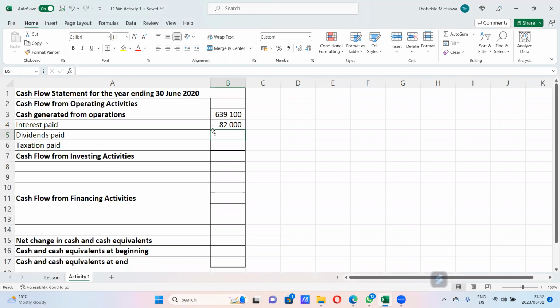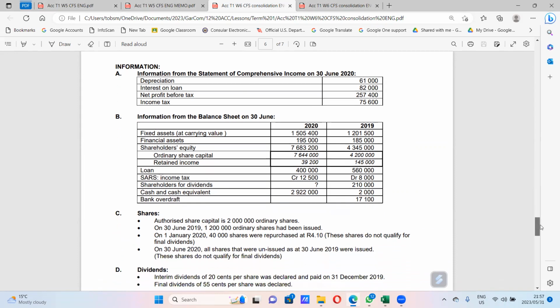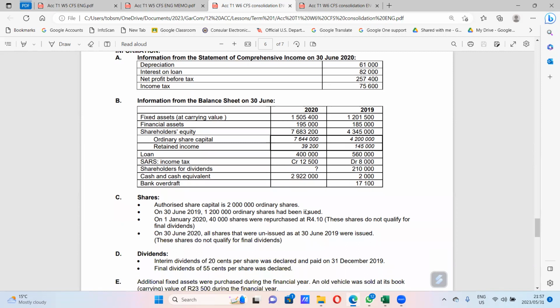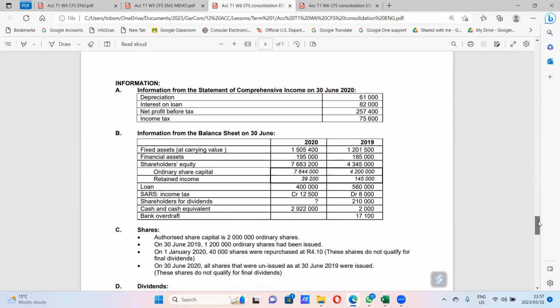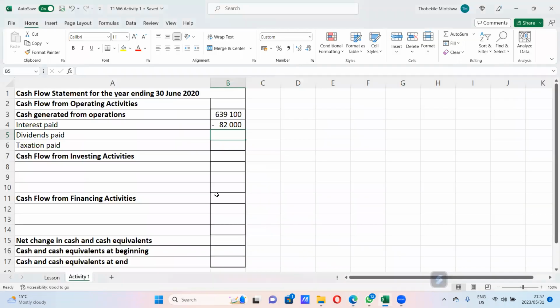Then the dividends paid, like I said, we take last year's final and this year's current. So let's see. How do we know that this is the last year's final? Shareholders for dividends means that they are owing us. So this one is last year's final. We take this because that's what they owe us. So we are going to say 210,000.